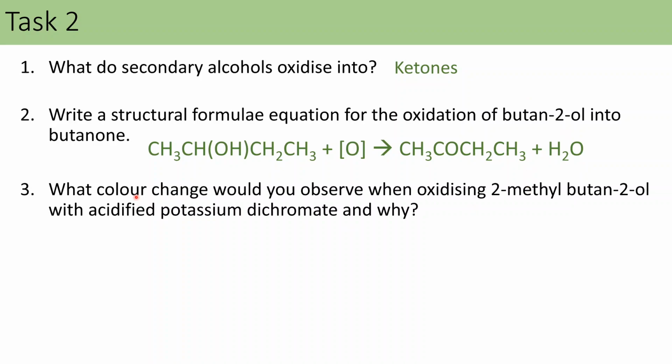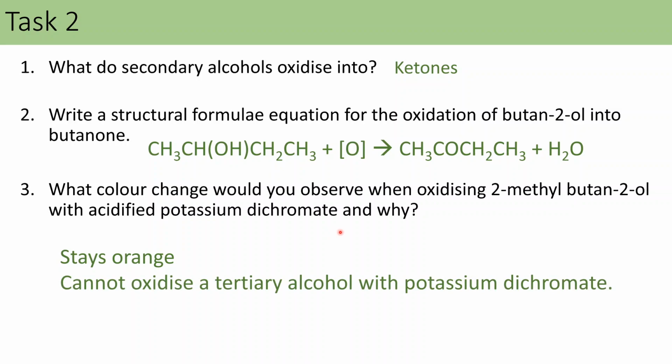Next up, we're going to get a colour change with 2-methyl-butan-2-ol. If you actually drew out 2-methyl-butan-2-ol, you should have noticed that that was a tertiary alcohol. This was a trick question. So you're going to get the acidified potassium dichromate remaining orange, and it's going to remain orange because it's a tertiary alcohol and it cannot be oxidised by the potassium dichromate.